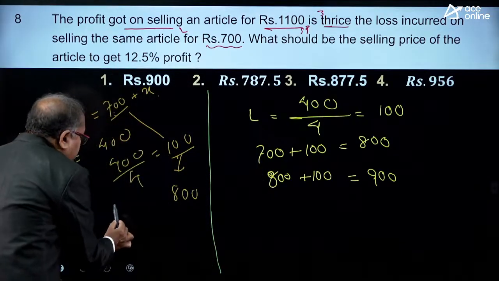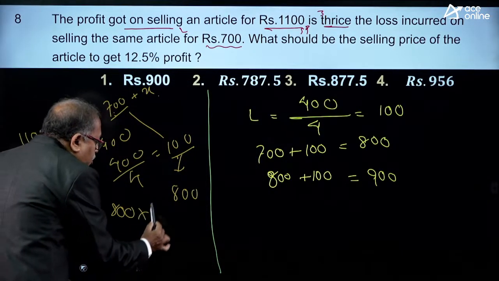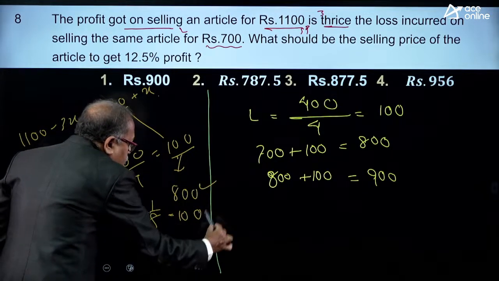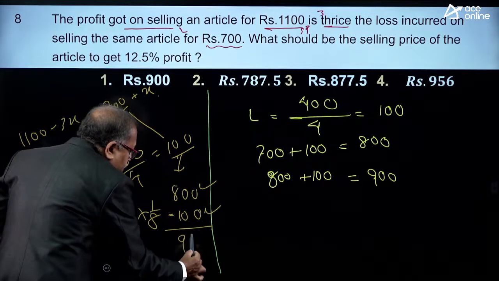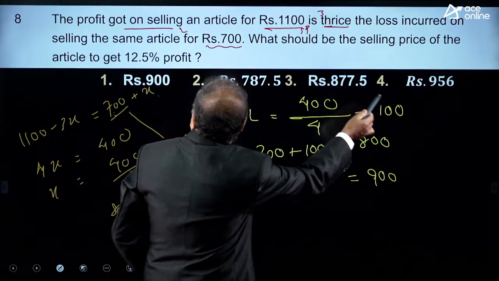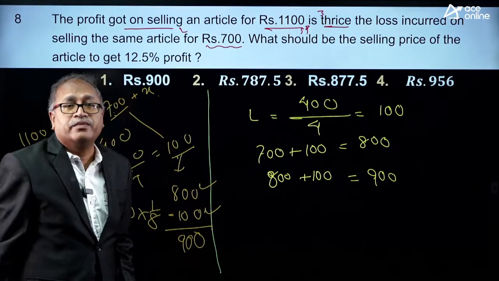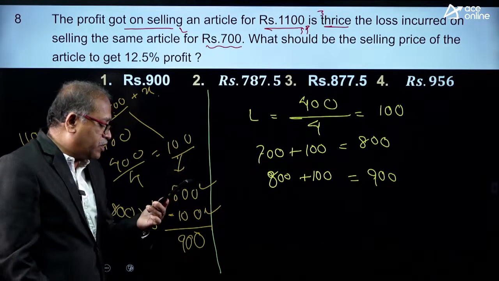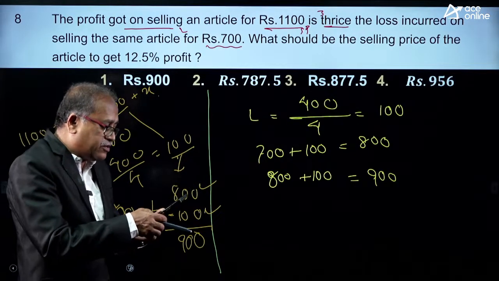1/8 is the profit required. What is 1/8 of 800? That is nothing but 100. So this is cost price, this is profit. The required selling price is 900. What should be the selling price in order to get 12.5%? 900. English language problem. Okay, Appal Naidu, no problem.